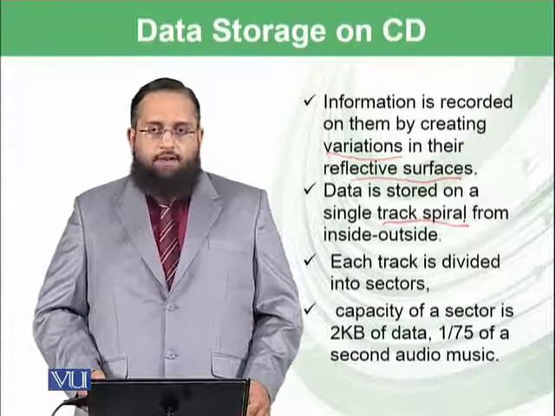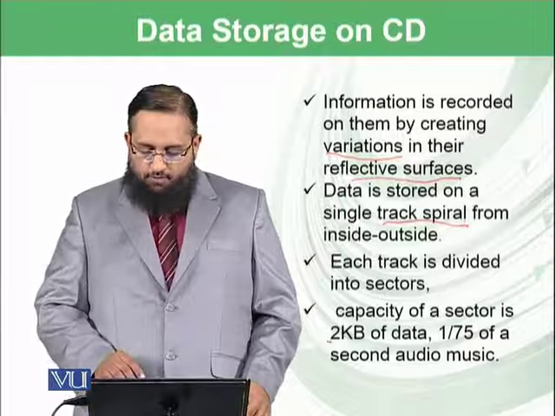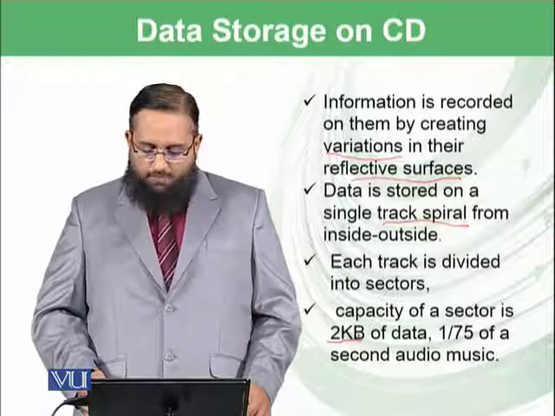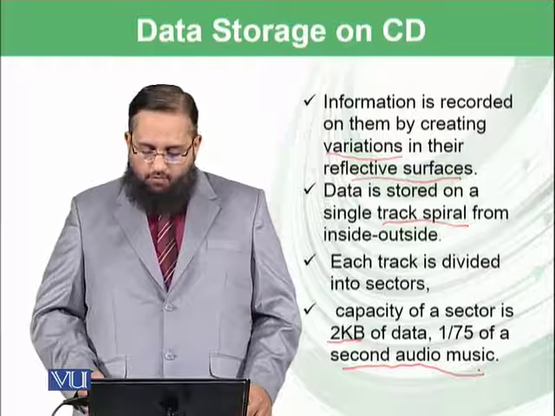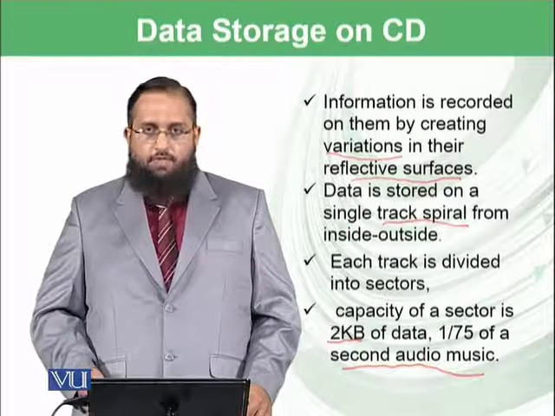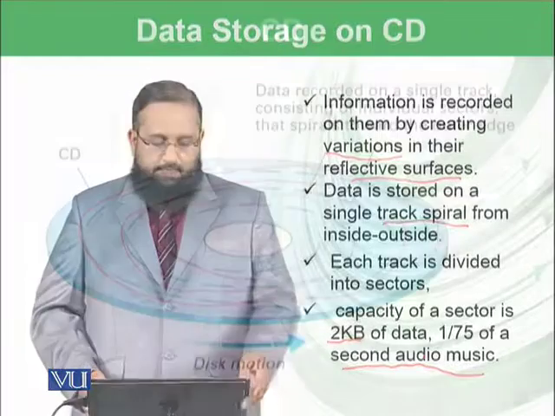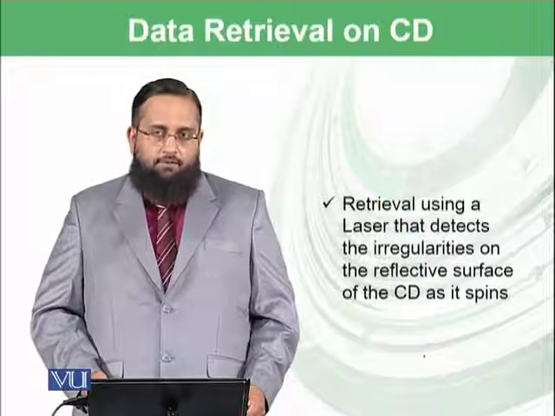Each track is divided into sectors, and the capacity of a sector is 2 kilobytes of data, on which you can store 1/75 of a second of audio music. This means if you want to store 1 second of audio music, you would need about 150 kilobytes of data on a CD. So again, data is recorded on a single track consisting of individual sectors that spirals towards the outer edge. And then how do we retrieve data from there?